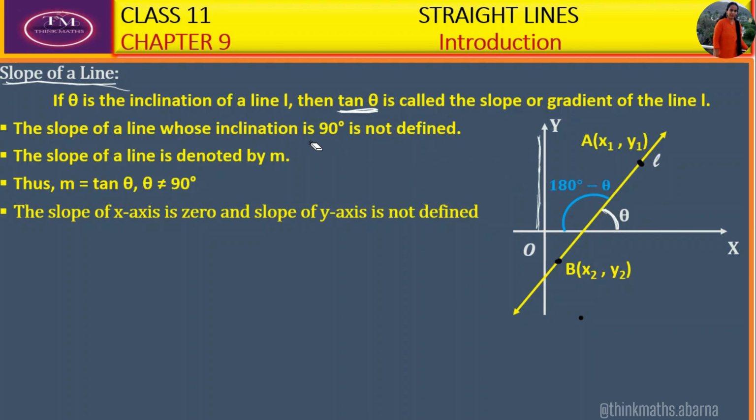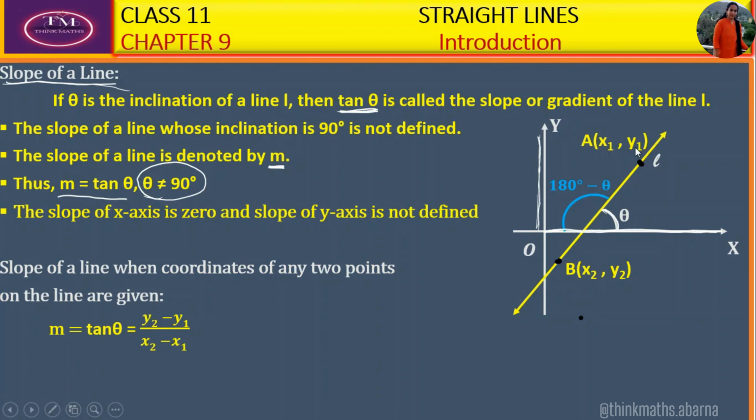So you can say if theta is equal to 90°, the slope is not defined. Usually, we denote the slope of a line by the letter m. So m is equal to tan theta, with the condition theta not equal to 90°. Also, if you take the axes, the slope of the x-axis will have no inclination. It will coincide with this line. So the slope of the x-axis will be 0 as theta will be 0, and the slope of the y-axis is not defined. So these are the properties of the slope of a line.